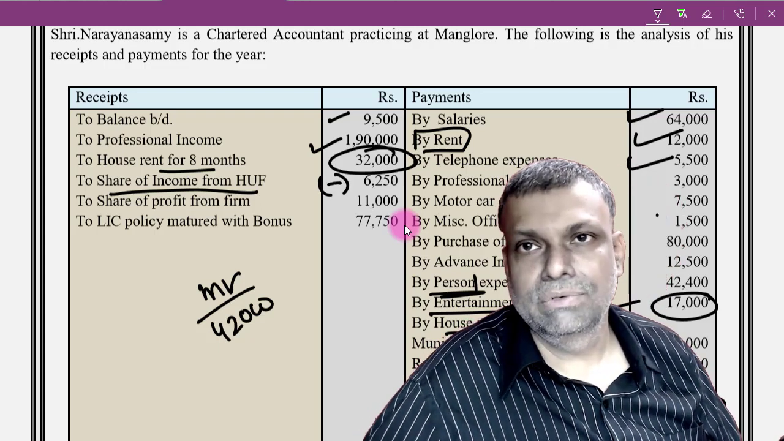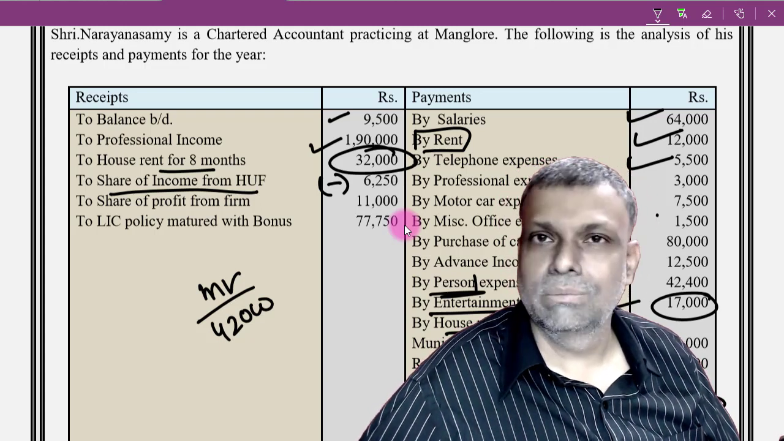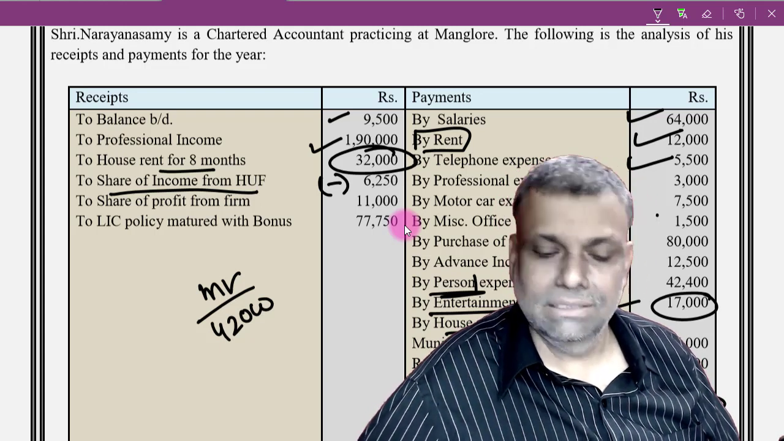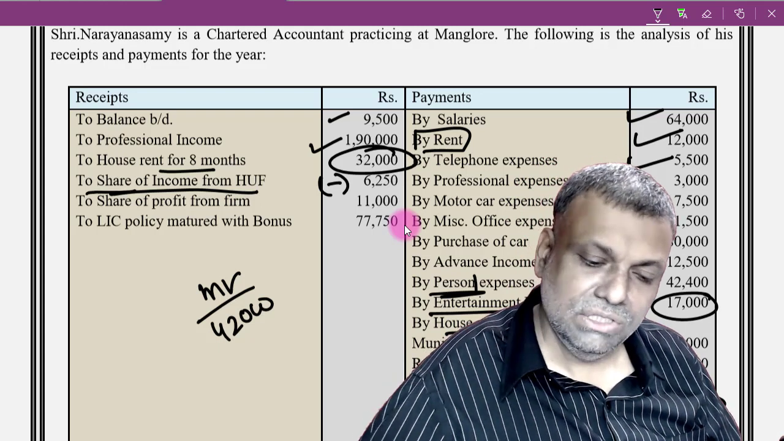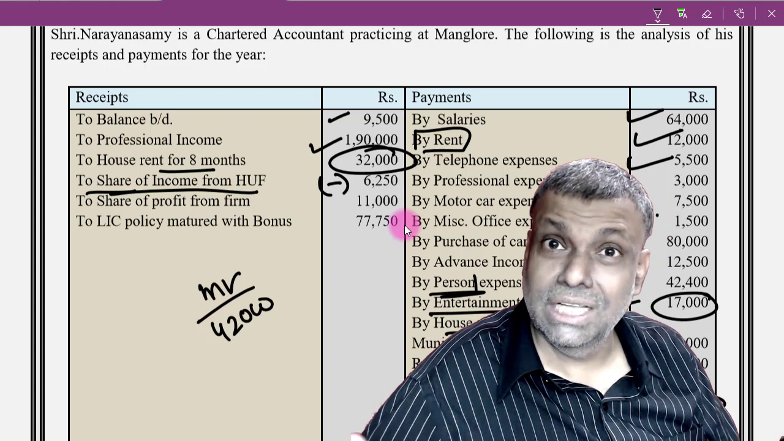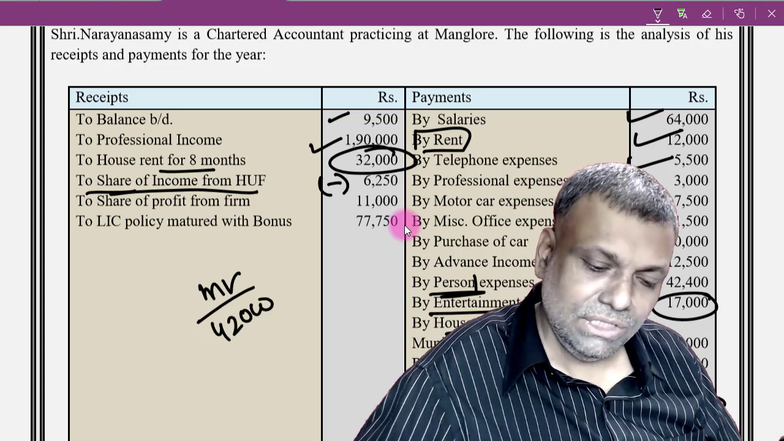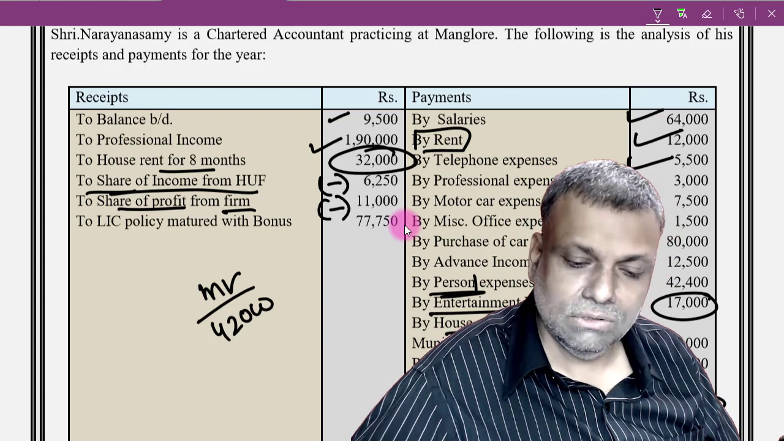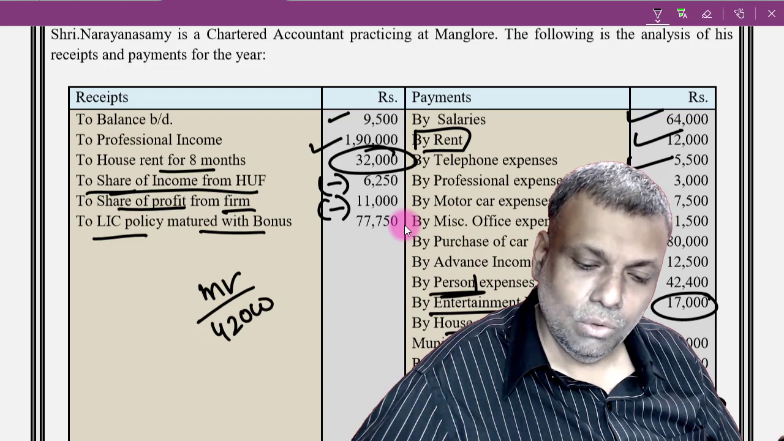Just like share of profit from a firm is not taxable, even this share of income which comes from HUF, because HUF is by itself assessable. So there is no question of any taxation on the share of income. In fact, there is nothing like share from HUF, but anyway, the question is worded so typically. I will say excluded. Share of profit from the firm is also exempt, so I have to reduce it, less it. LIC policy maturity with bonus.